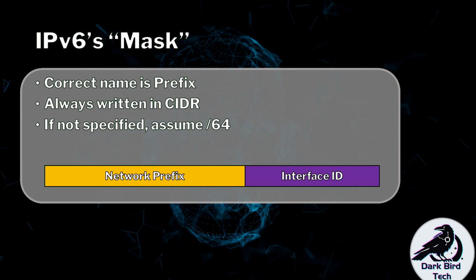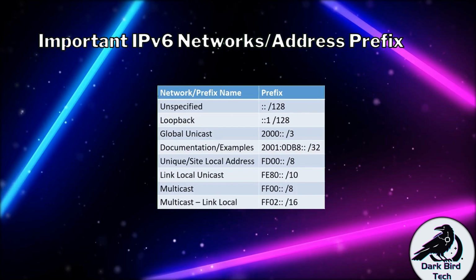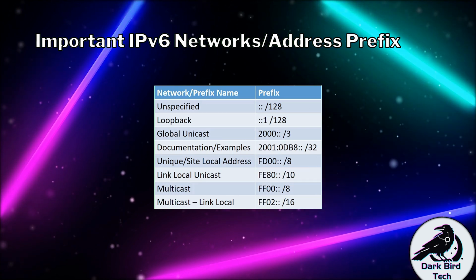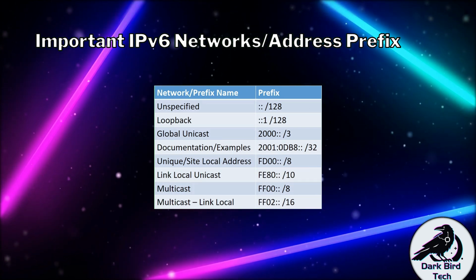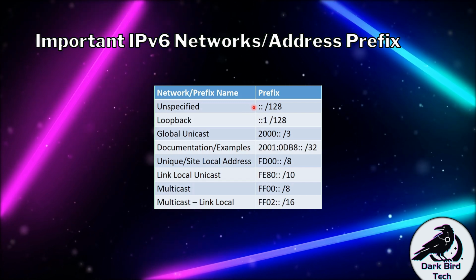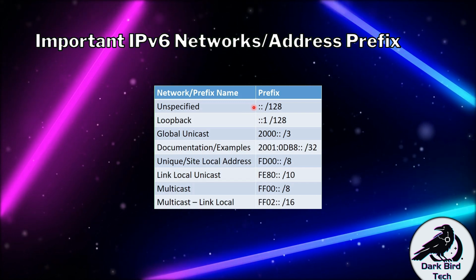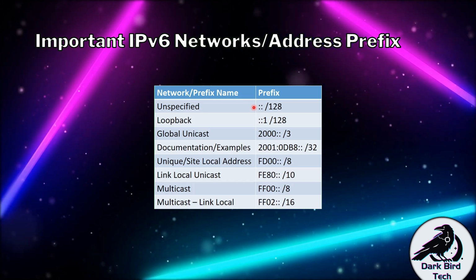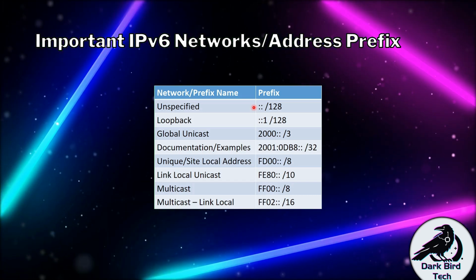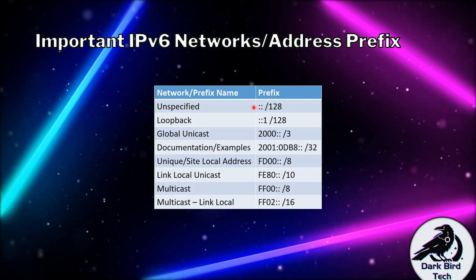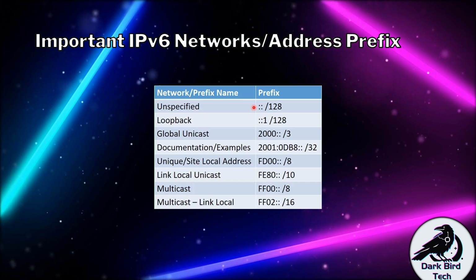Now, it is important that you are familiar and recognize some of the important IPv6 network addresses. So let's run through some of them. The first one that's going to be of interest to you is the all zero address, which can be shortened to ::. It is called the unspecified v6 address. It is sort of like 0.0.0.0 in an IPv4 network. It's usually used to represent an unspecified default route or default gateway.